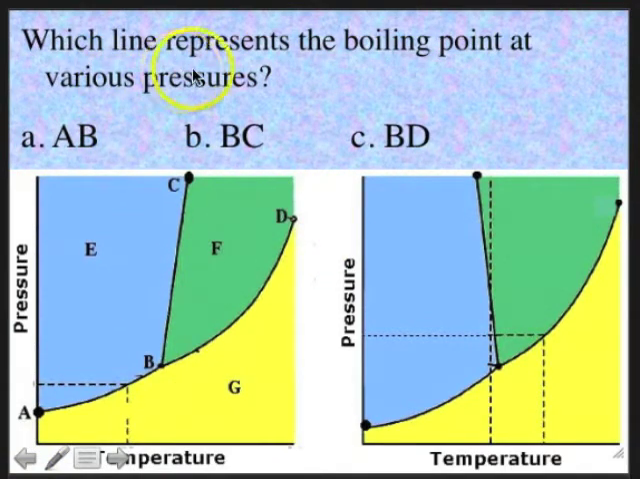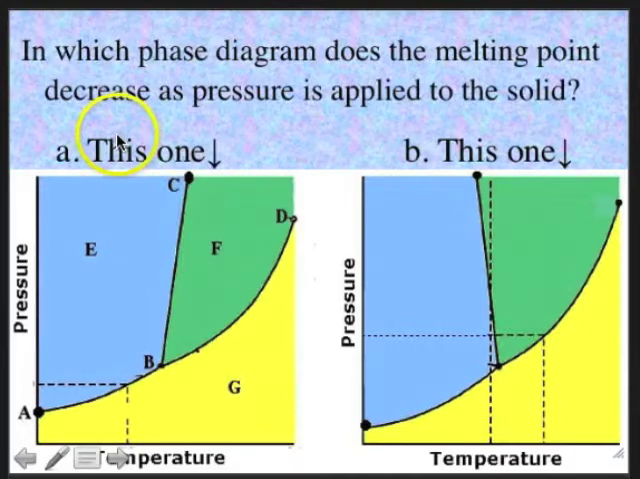Which line represents the boiling point at various pressures? And in which phase diagram does the melting point decrease as pressure is applied to the solid? This one or this one?